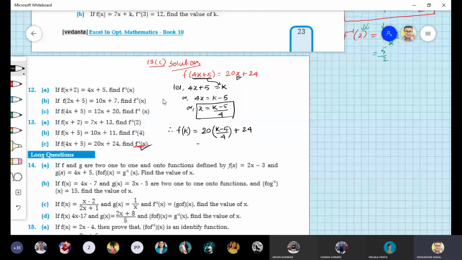Let's simplify it further. 4 times 5 is 20, so it will be 5k. Let me simplify it with one more step: 5k minus 25 plus 24, so it will be 5k minus 1. I told you earlier in previous classes also, f of k is equal to 5k minus 1. Now you can simply replace this k with x.